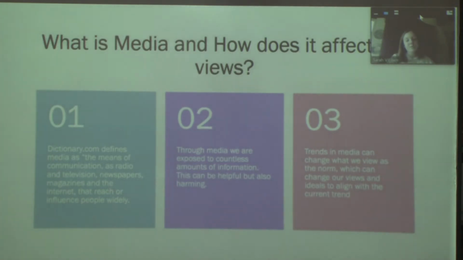And so this causes us as society to want to align ourselves with those trends. We want to be a part of those trends and want to be involved in these trends. And therefore it can cause us to change our views and change our ideals to align with these trends, so that we're a part of them.